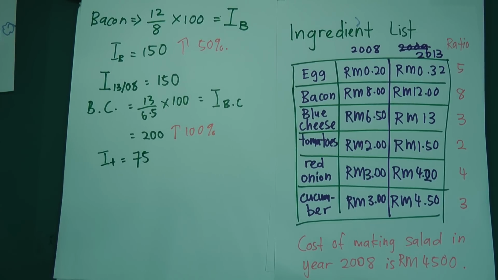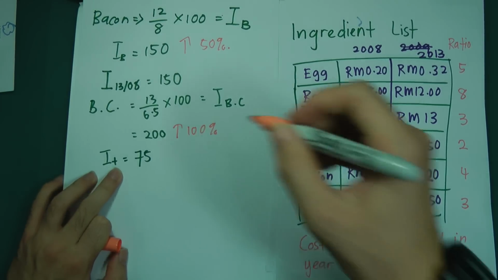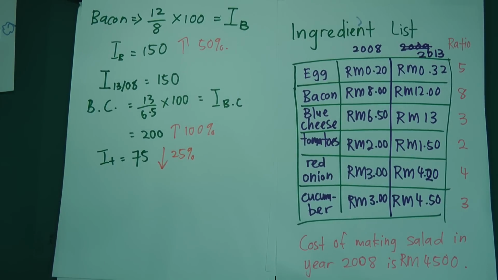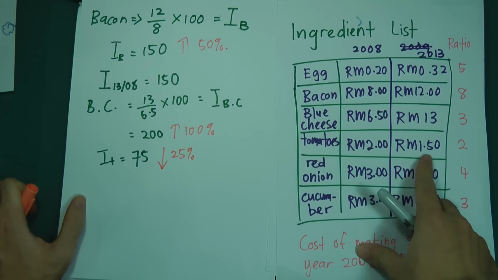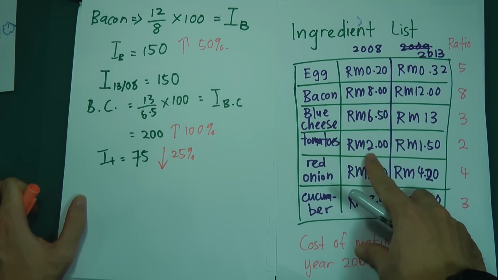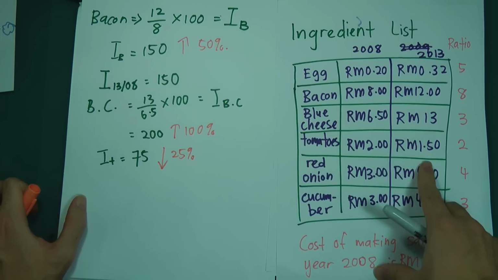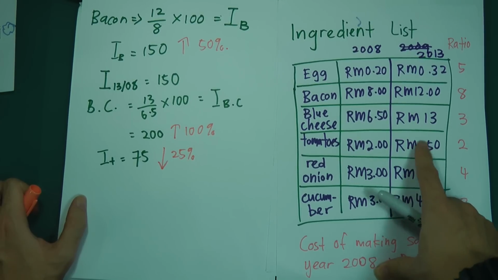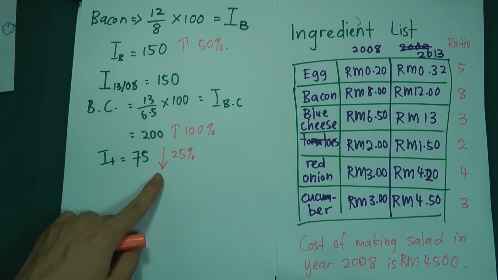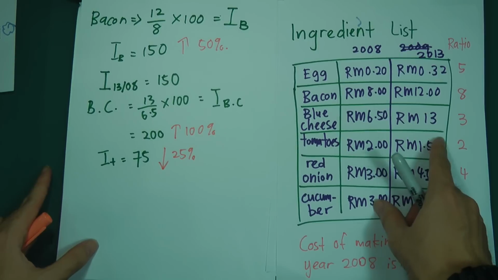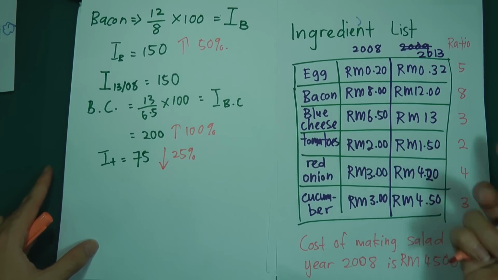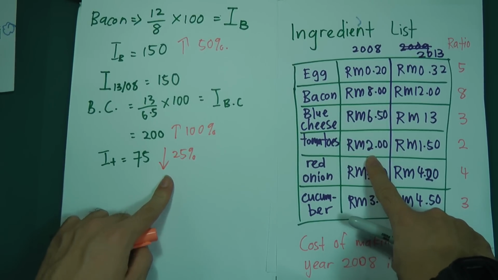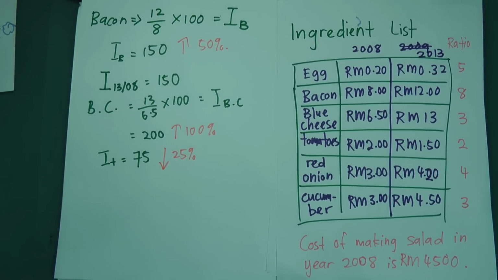When you got 75, it means tomato is actually selling 25% cheaper compared to 5 years ago, because you check their value, you check their price. 5 years ago he sold at 2 ringgit, but in year 2013 he sells at 1 ringgit 50 cent. Actually he is cheaper by 50 cent. So for the index number, you always put the price for the current year divided by the base year multiplied by 100, you get 75. It means the price for tomato decreased 25% compared to 5 years ago.